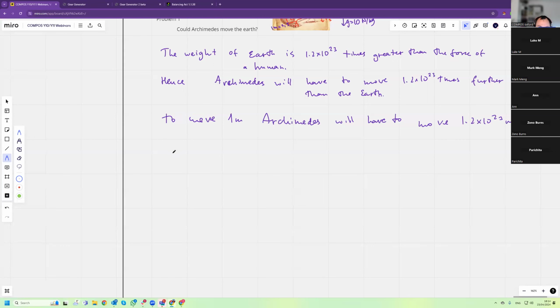How fast can you move? Well, if you move 10 meters per second, which is a very reasonable speed, it will take 1.2 times 10 to the 22 seconds, which is a scary big number. 1.2 times 10 to the power 27 divided by 365 divided by 86,400.